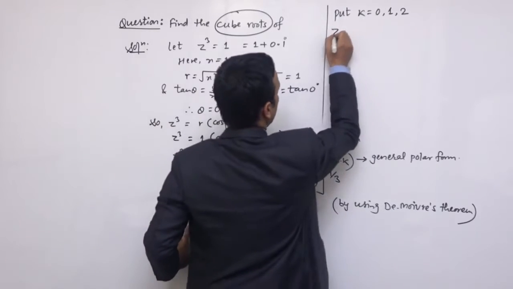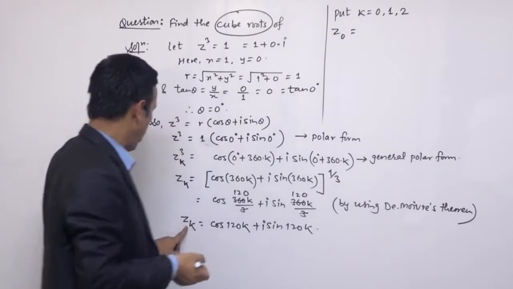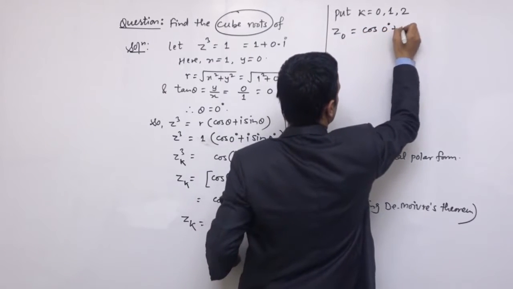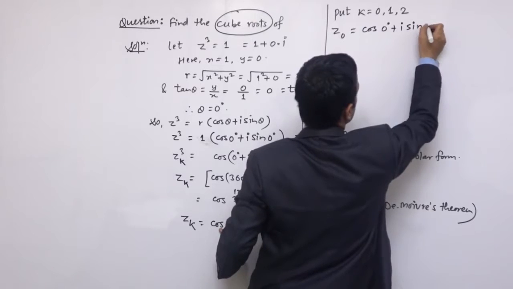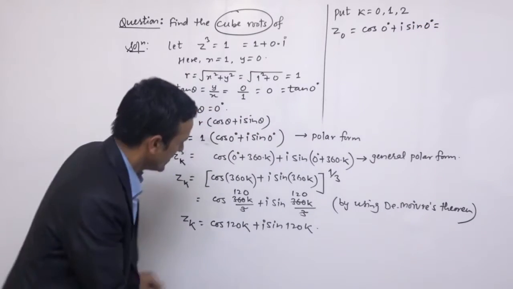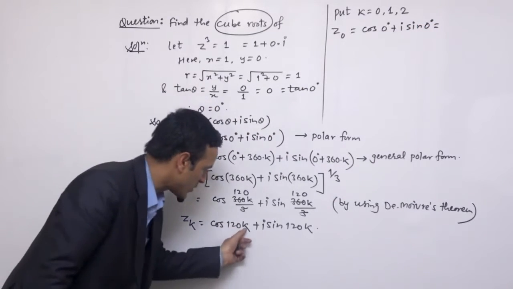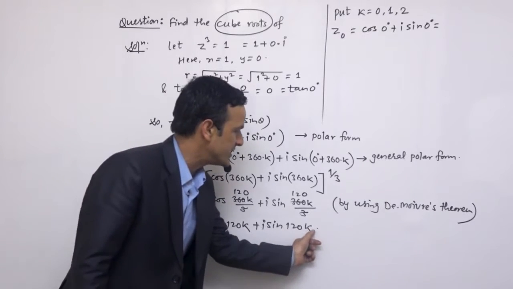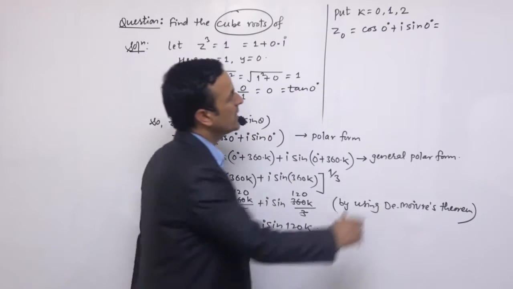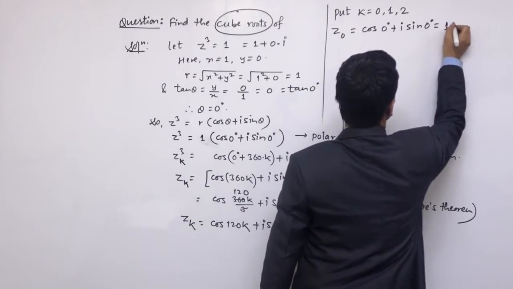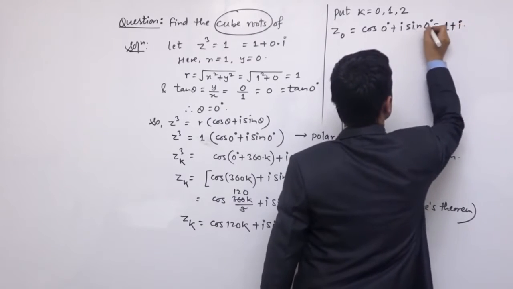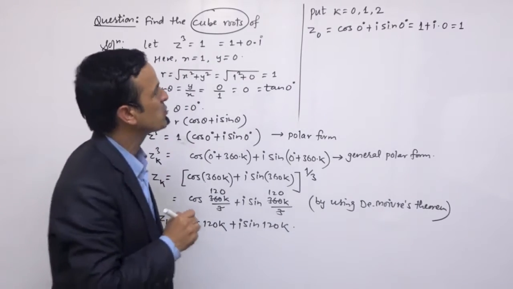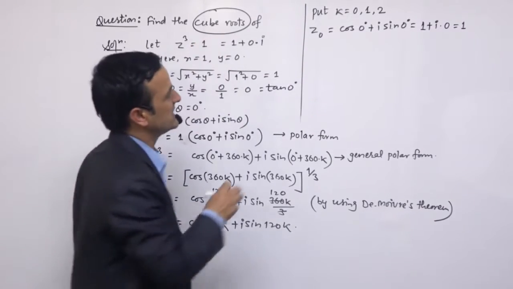So put z0 equal to cos 0 degree plus i sin 0 degree. So we put 0 in place of k. Putting 0 in place of k gives z0. i sin(120 into 0) means it is also 0. So cos 0 means 1 and i times sin 0 means 0. So the value is 1. So it is one of the solutions of the cube root of unity.